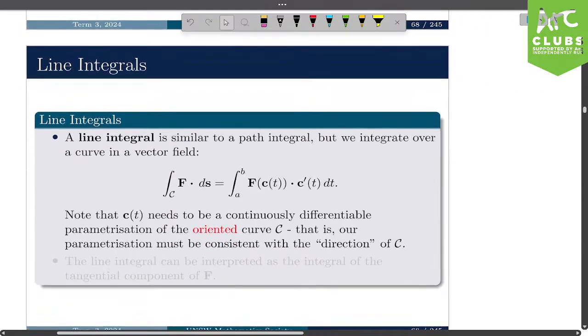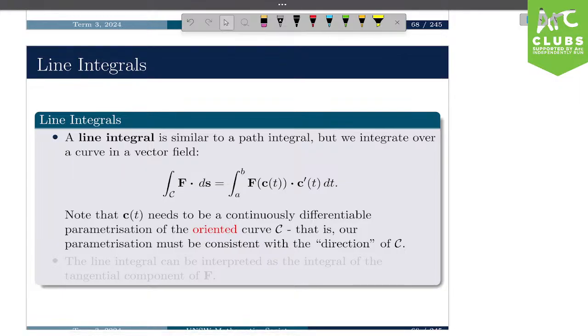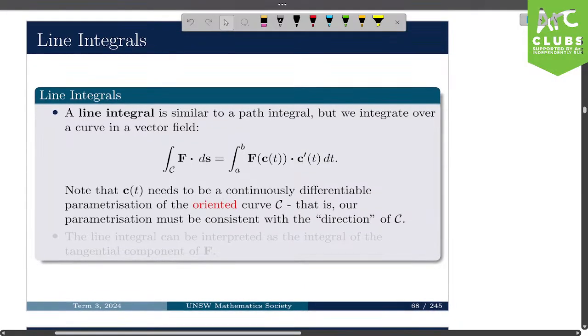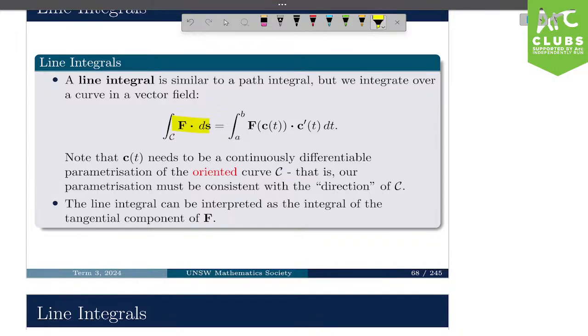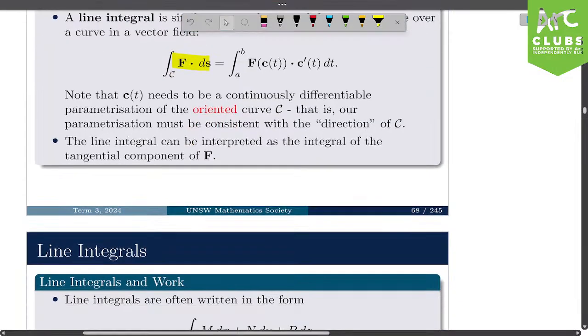Okay, so C needs to be continuously differentiable, and it's an oriented curve. So we've done a lot with oriented curves, we're kind of used to this stuff, and our parametrization has to be consistent with the direction of our orientation. So, yeah, what this notation here is saying is that it's interpreted as the integral of the vector field along the tangential component of the curve. So the ds here is just the tangential component of our curve.